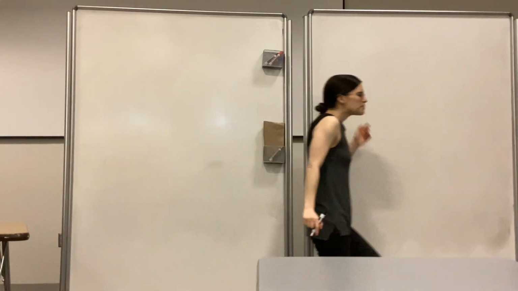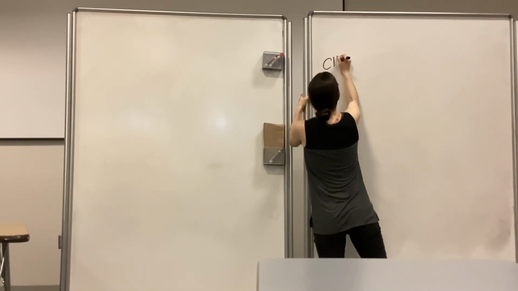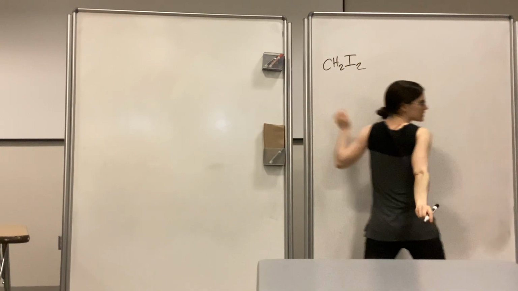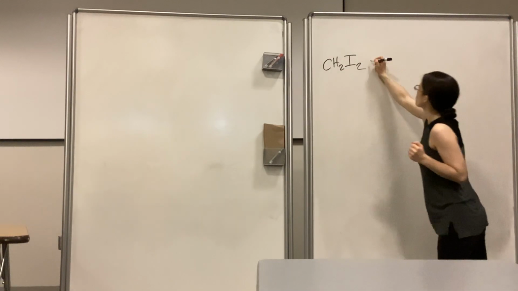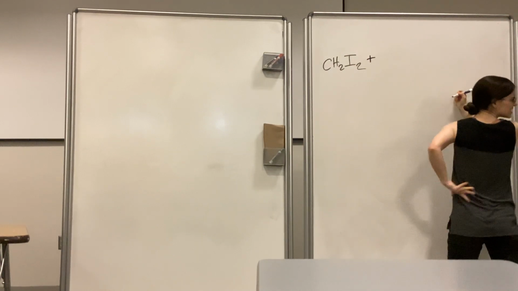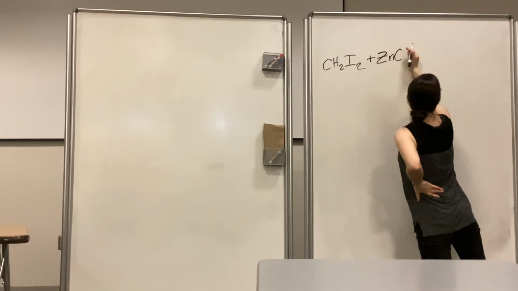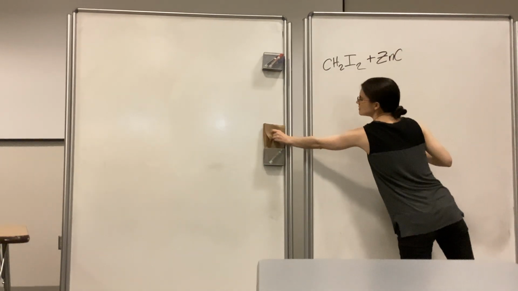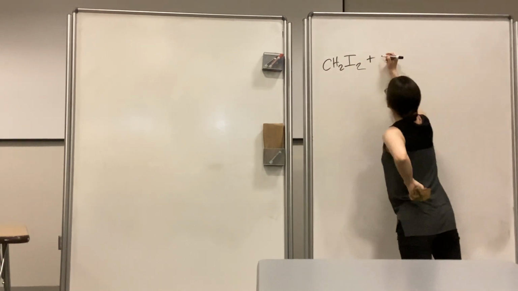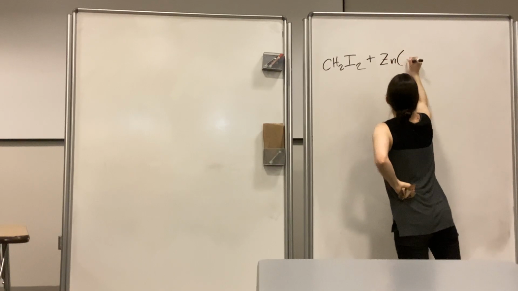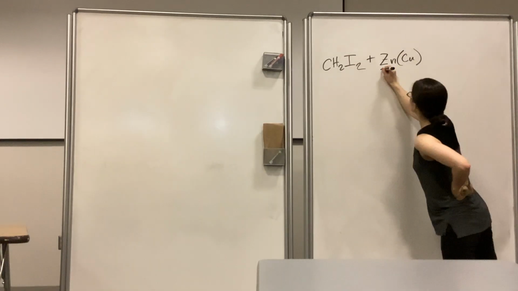So, Simmons-Smith, we're going to start with this, CH2I2. That is diiodomethane. We are going to add it to what they call a zinc copper couple.